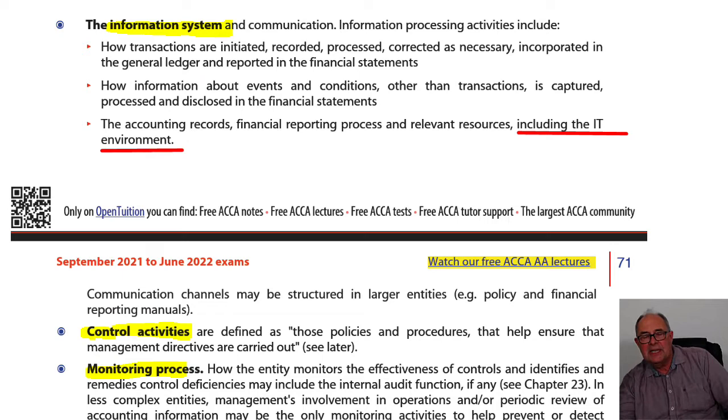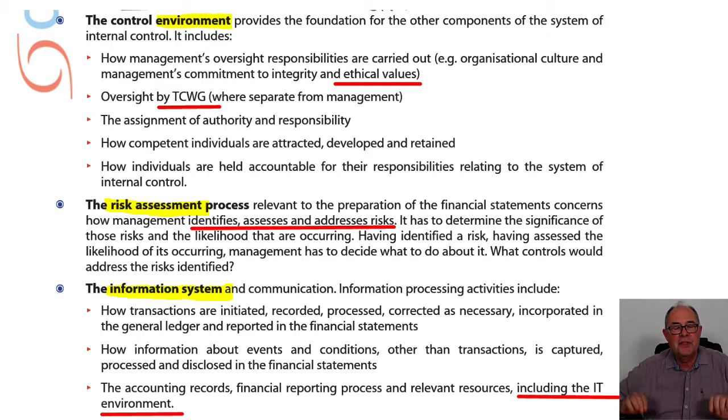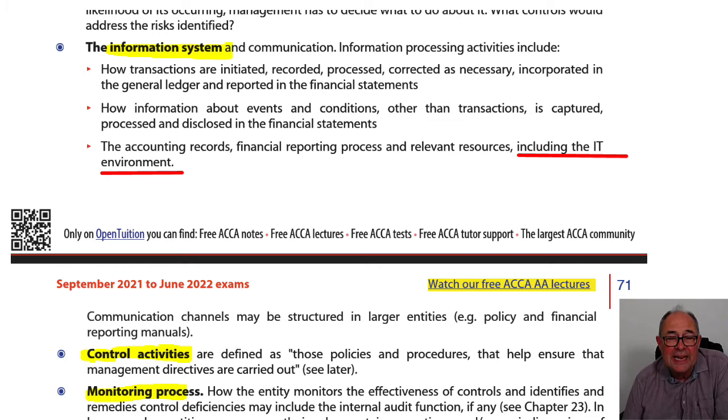So what we've already said is that we've got the board of directors setting the tone of the business. Management being able to assess where their risks lie of not achieving their objectives. A proper information system in place so that we are aware of the financial position of the business at any time. Management are aware of problems immediately. Monitoring of key performance indicators, those sorts of things. So that system has been put in place.